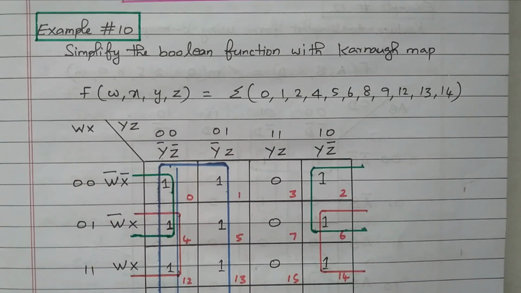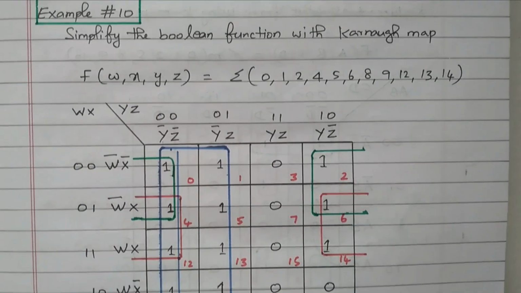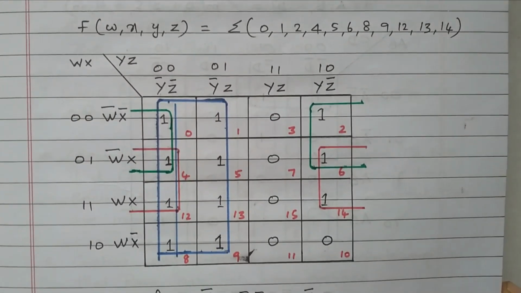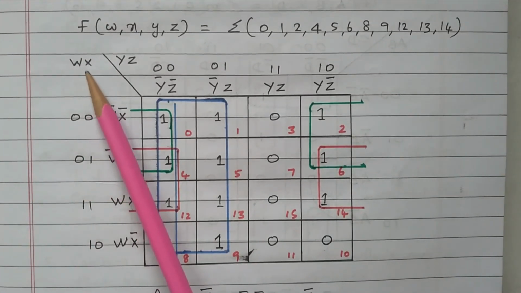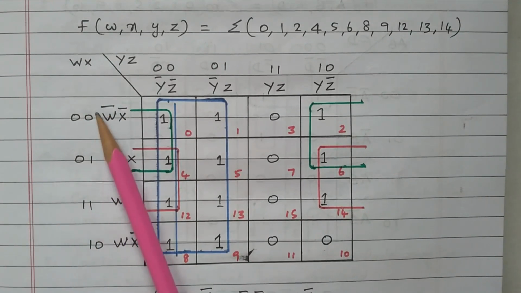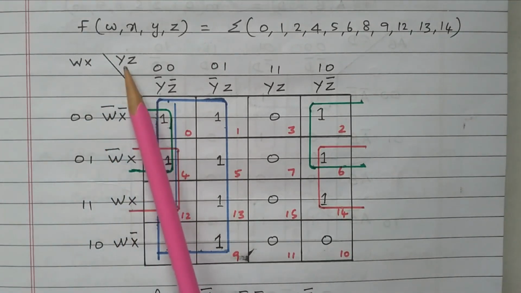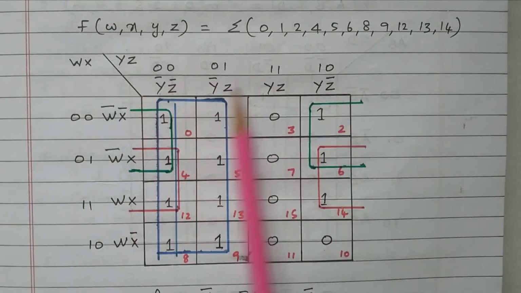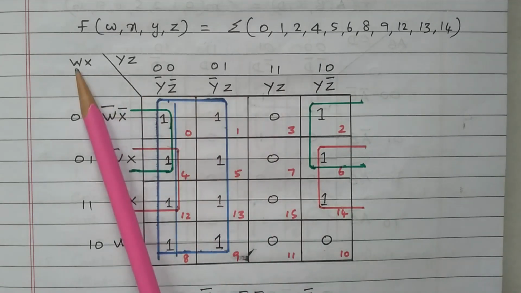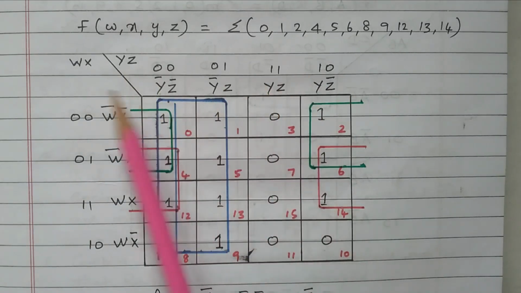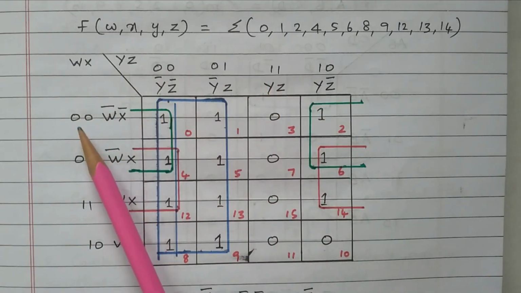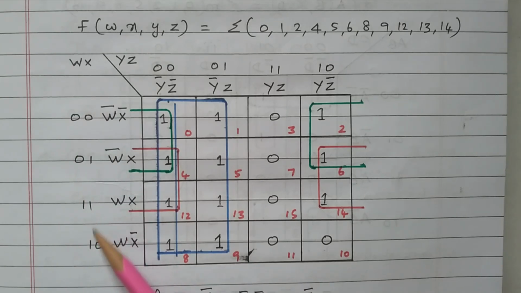Now we'll go to the K-map, right? W, X, Y, Z, there are 4 terms available. WX is represented in the vertical manner and YZ is represented in the horizontal manner. WX is available on this side, YZ on this side. WX is represented as 0 0, 0 1, 1 1, 1 0, right? So there is an interchange between 1 1 and 1 0.